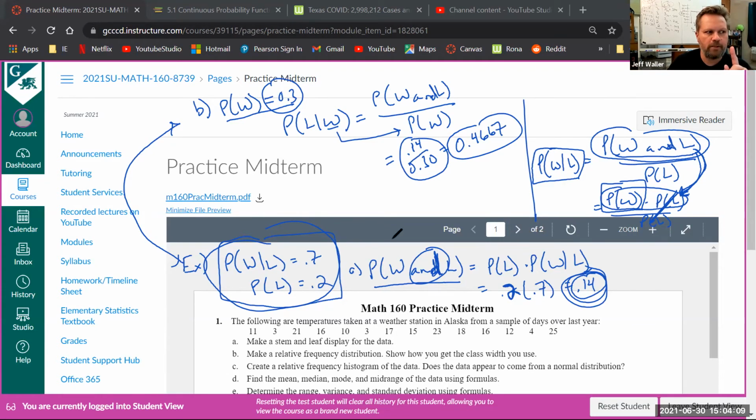Now, real quick, watch. What's the probability of L in this problem? 0.2. If I know W happened, what happens to the probability of L? It increases quite a bit, right? It more than doubles, doesn't it? It goes from 20% to almost 50%, right?